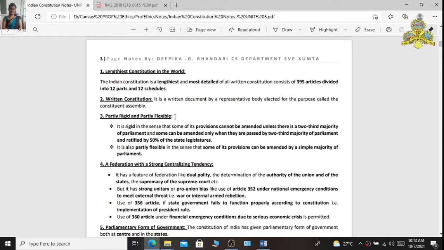Partly flexible means some of its provisions can be amended by simple majority of the parliament. Okay, the government can make rules or laws with the simple majority of the parliament.